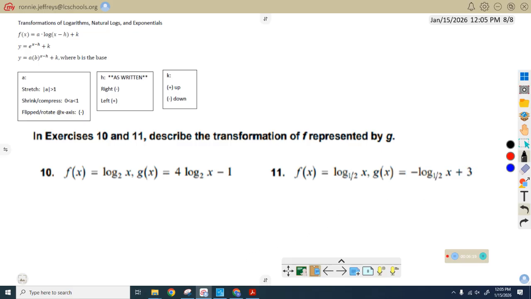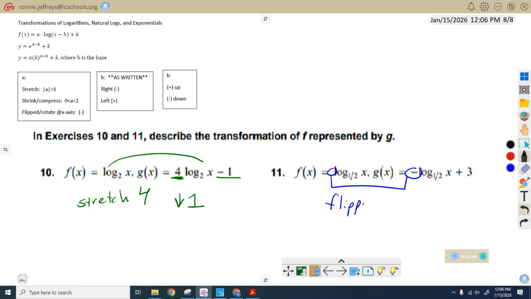And the last 2. All right, so it looks from here to here, we had a 4 out in front, so this has a stretch of 4. And then -1, so we have a down 1. And then this one looks like, okay, this means we have that it's flipped. And this means up 3.